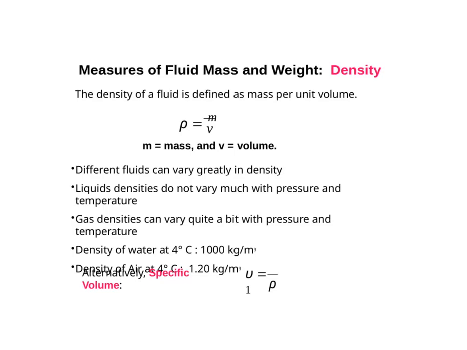Density is a measure of how much mass is packed into a given volume of a fluid. We usually write it as mass divided by volume. Sometimes we talk about specific volume, which is just the flip side, volume per unit mass. Different fluids can have very different densities. For example, water at 4 degrees Celsius has a density of about 1,000 kilograms per cubic meter, while air at the same temperature is just over 1. Liquids don't change density much with pressure or temperature, but gases can vary quite a bit.